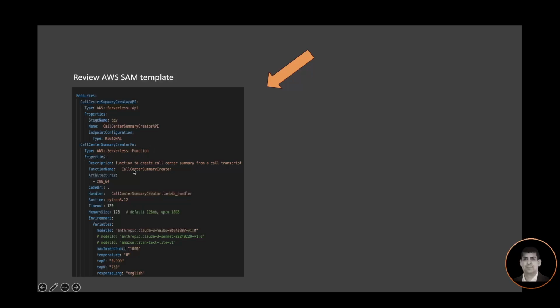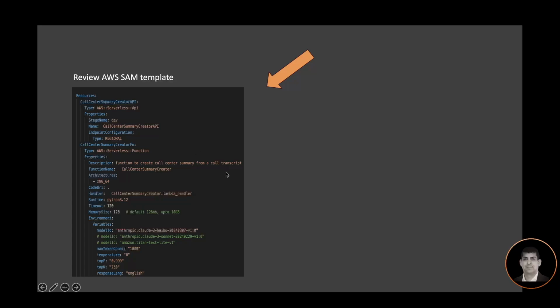The main thing here is a Lambda function. I have a function called call center summary creator function. Its runtime is Python 3.12, and the timeout is 120 seconds. I'm using a default memory size of 128 MB. I'm using environment variables so that I can change the values without changing the code. So I can pass the model ID, my token count, temperature, and other parameters.